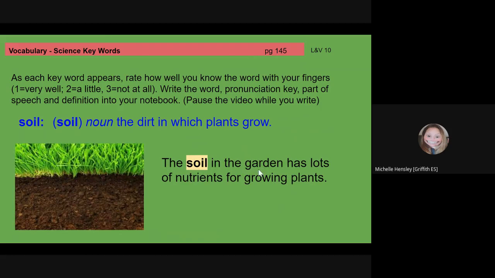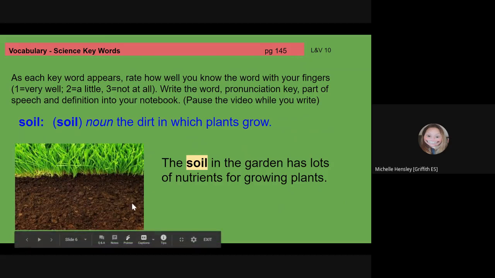Okay. The soil in the garden has lots of nutrients for growing plants. So you can see the picture has soil, it has some grass growing above it. Soil in the garden has lots of nutrients for growing plants. Soil, special dirt that plants grow in. If you need more time, go ahead and pause the video.